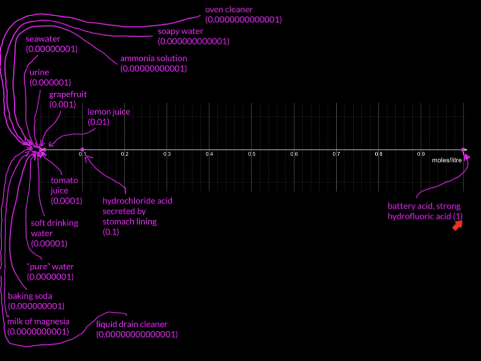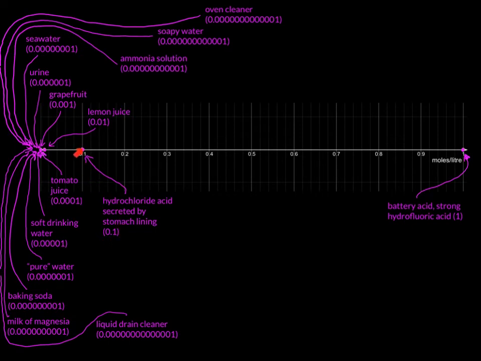And this has 1 mole of hydrogen ions in 1 liter of the solution. Right? So we've got that right here at 1. The next highest we have here is your hydrochloric acid that we talked about, and that's at 0.1 moles per liter.